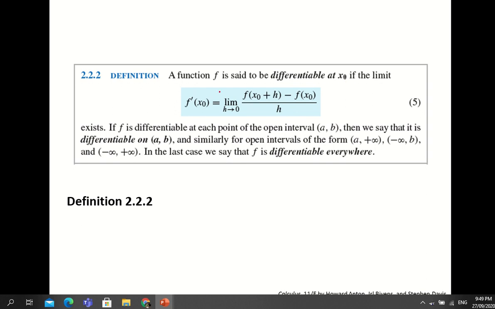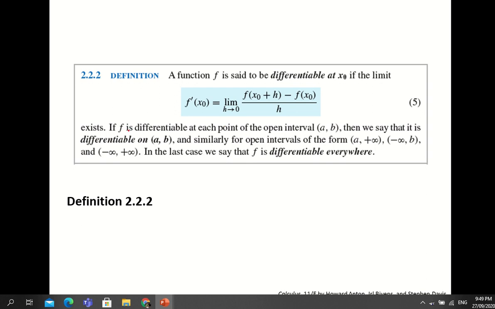So we can use this, but there's a condition: the function is differentiable at x sub 0. So it means that it's continuous at the point where the coordinate has x sub 0, or where the x sub 0 is located.